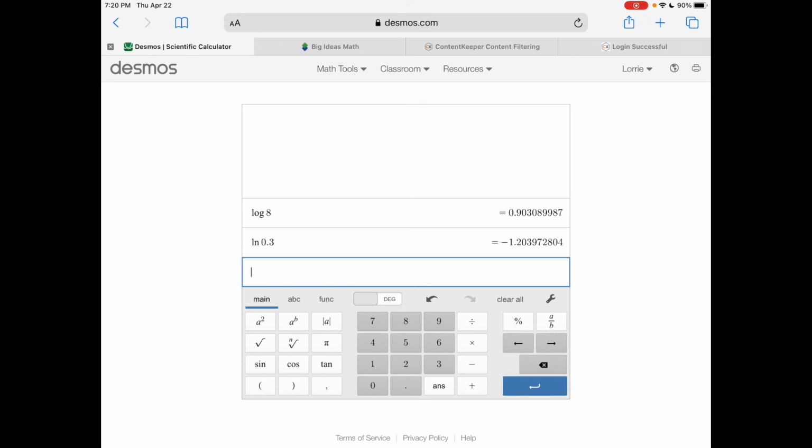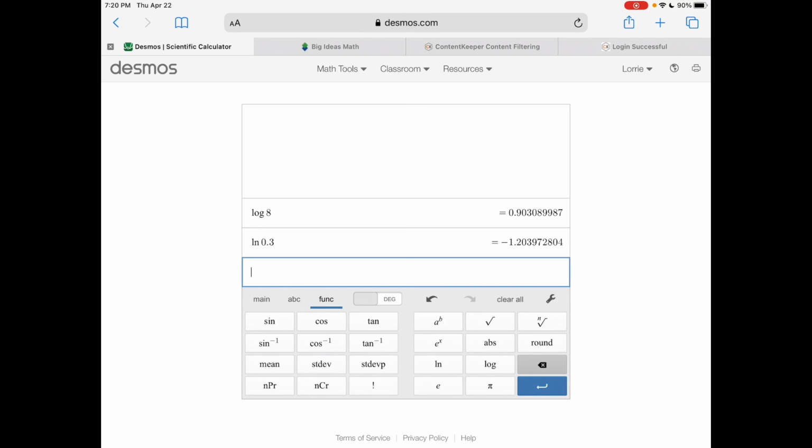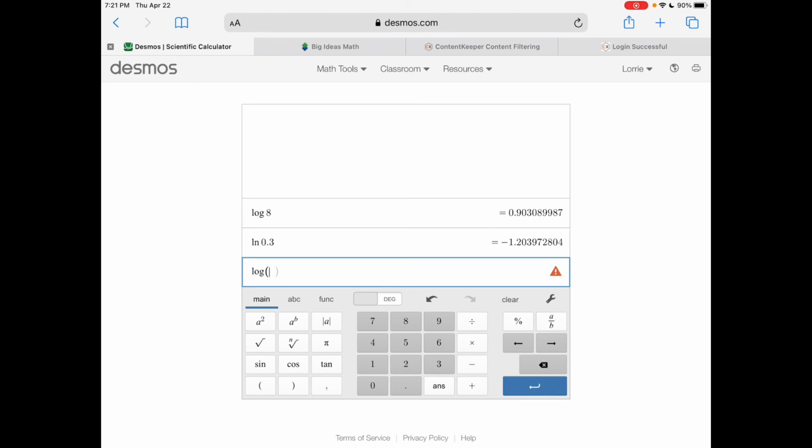Now there is also a function keyboard on Desmos, and if you press that, you will see that there is a log and a natural log button there. So you can press the log key there and then go back to your main screen and get the 8, or you can use your keyboard. So lots of different ways to put it into Desmos, none of them too difficult. You can type it or you can use the function buttons.